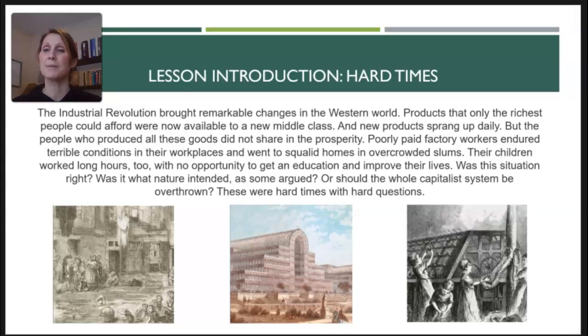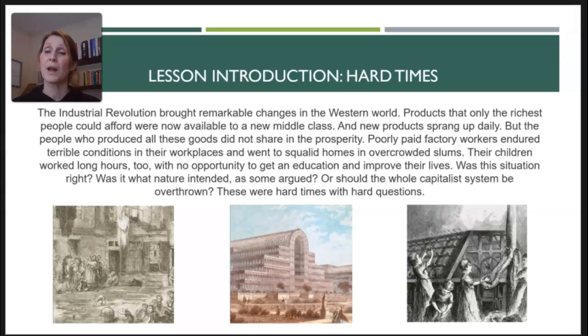Lesson introduction, Hard Times. The Industrial Revolution brought remarkable changes in the Western world. Products that only the richest people could afford were now available to a new middle class, and new products sprang up daily. But the people who produced all these goods did not share in their prosperity. Poorly paid factory workers endured terrible conditions in their workplaces and went to squalid homes in overcrowded slums. Their children worked long hours too, with no opportunity to get an education and improve their lives.